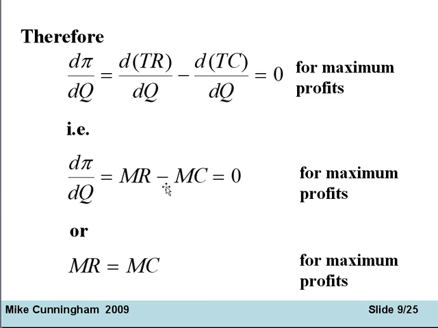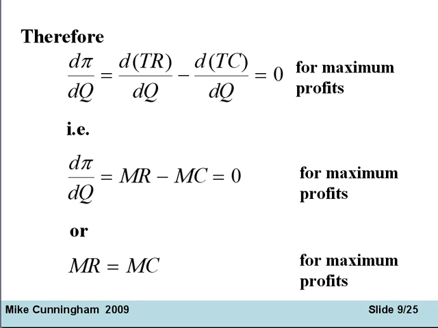And just tidying that up, take this to the other side. So we've got marginal revenue equals marginal cost for profit maximization. That must be remembered. That's key. To maximize profits, marginal revenue must equal marginal cost.